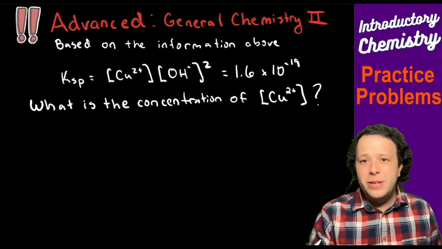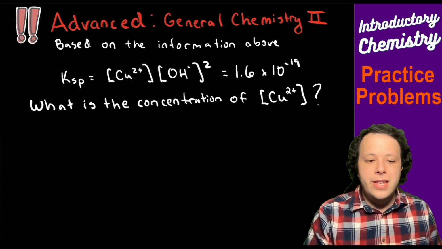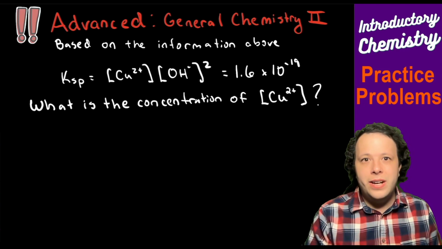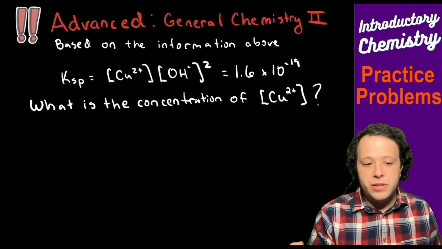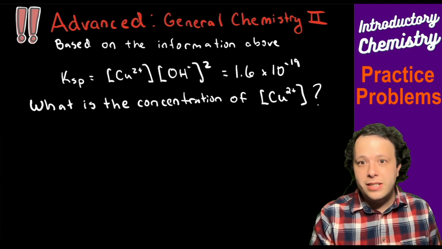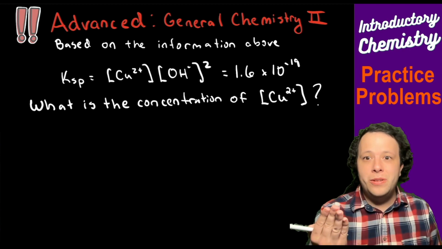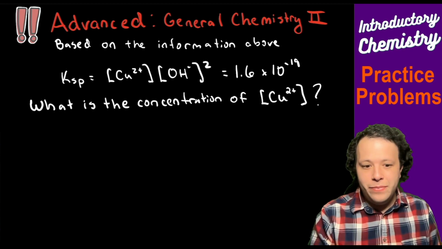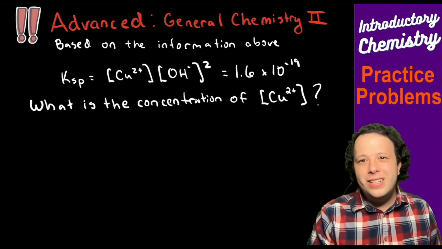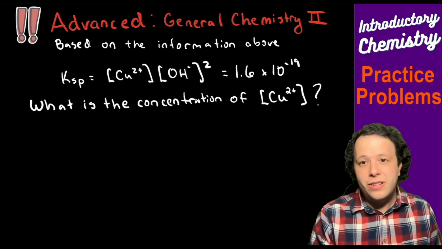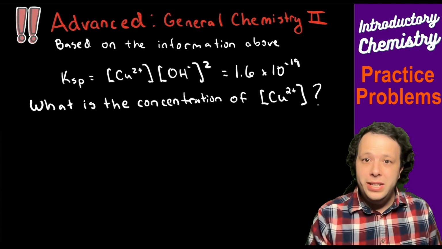So let's try to take this one step farther. If I ask you the following, based on the information that we had before, the Ksp was 1.6 times 10 to the negative 19, and we know that it's equal to copper in solution times hydroxide in solution squared. So what if I ask you what is the copper concentration? How would you figure that out? Well, we have all the pieces of information that we need.